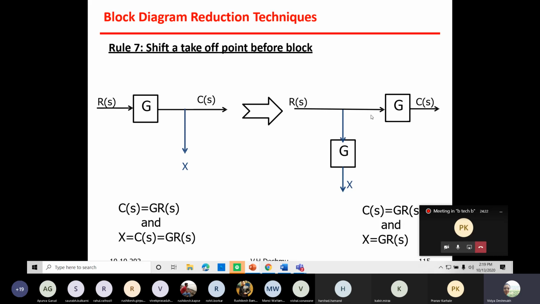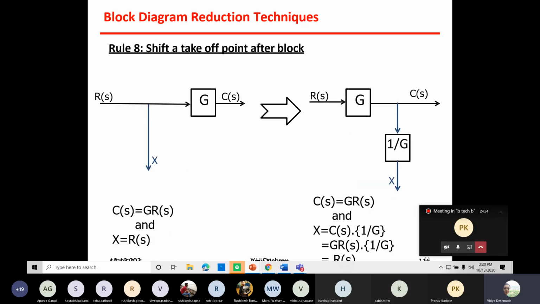Now if we shift this point, C of S is equal to G into R of S. So this equation is the same, and the takeoff point X is equal to G into R of S. What is X? G into R of S. To keep it the same, we add the additional block G, so that G into R of S is equal to X. This is rule number 7.